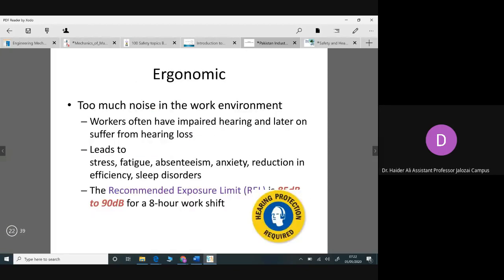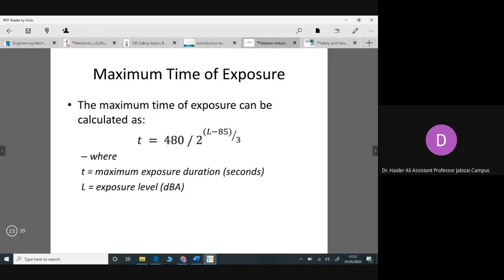Again, there are ergonomic issues, too much noise in the work environment that leads to workers' fatigue, impaired hearing, or even loss of hearing in certain cases. Again, I'm not going to go into the details. You can read this by yourself.